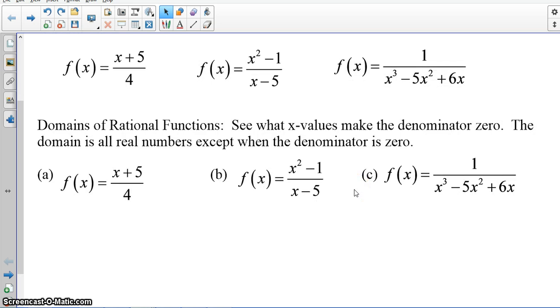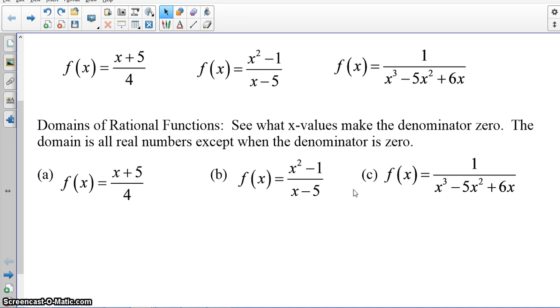So we talked a bit about functions earlier in the year, and a little bit about domains of functions. For the domain of a rational function, you really only have one thing to worry about. The domain is going to be all real numbers except when the denominator happens to be 0. Because if the denominator is 0, your y value would come from dividing by 0, which is impossible. Don't divide by 0.